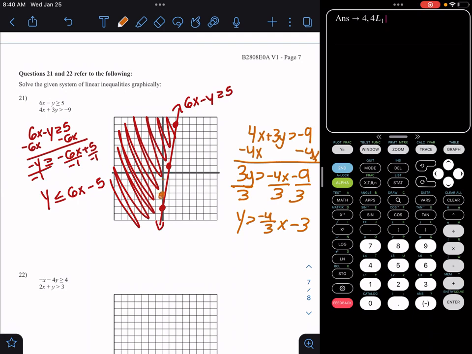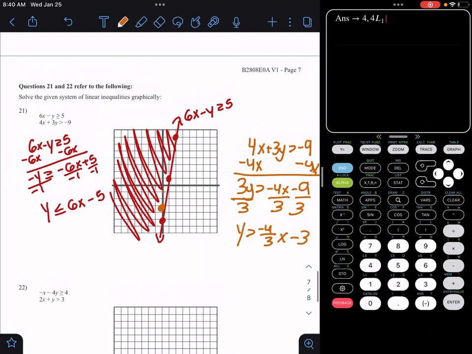1, 2, 3, put a point. Then negative 4 over 3 says go down 4. 1, 2, 3, 4. Go to the right 3. Can't do that anymore, so now I'm going to go up 4. 1, 2, 3, 4 to the right 3. 1, 2, 3. Up 4. 1, 2, 3, 4 to the right 3.